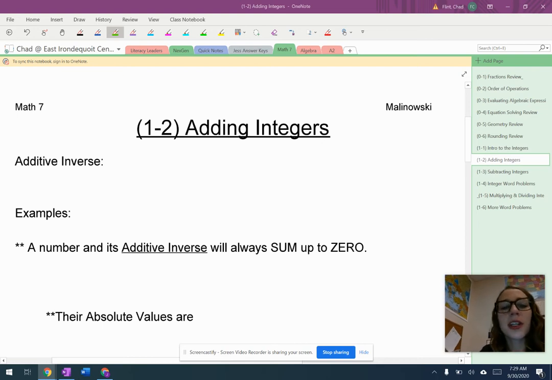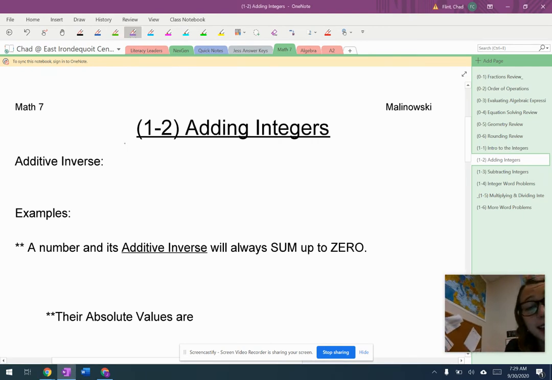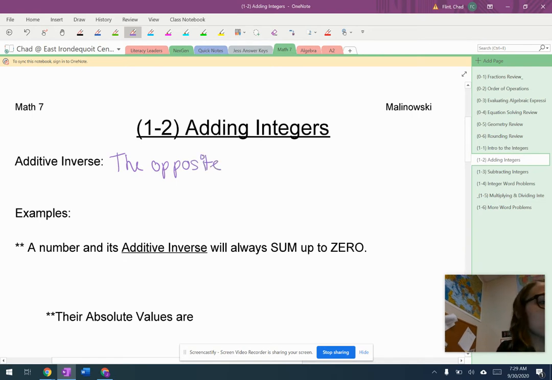Okay, so today we're looking at the lesson for 1-2 on adding integers. So first we're going to look at what an additive inverse is. This definition is going to follow you all the way through to 9th grade algebra with me. An additive inverse is simply the opposite of a number. And when we say opposite like that, we mean changing the sign.